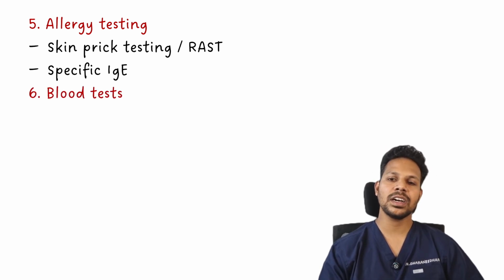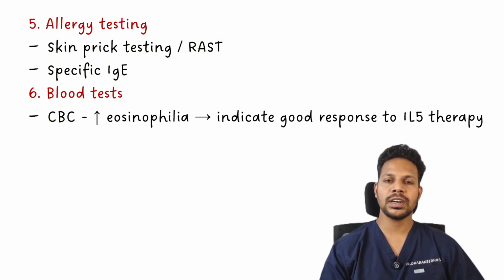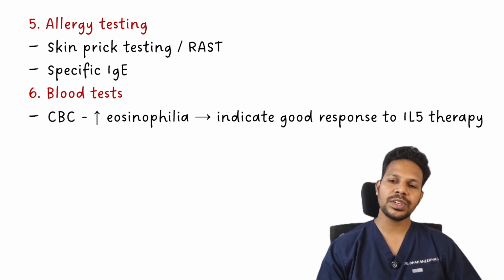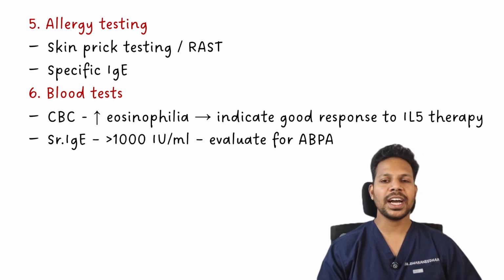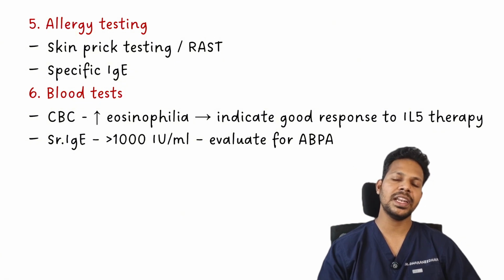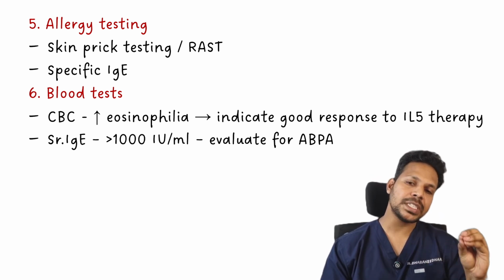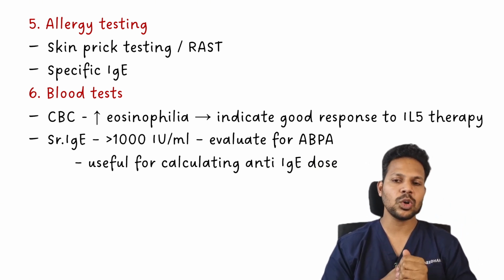Then the blood tests like complete blood picture will show you increased eosinophilia that will indicate good response to interleukin 5 therapy. And serum IgE levels are also increased. When they are increased by more than 1000 international units per ml, then you should think about allergic bronchopulmonary aspergillosis. Then what are you going to do? You are going to look at the Aspergillus specific IgE levels. Okay, and this is also helpful for calculating the anti-IgE dose, that is omalizumab.